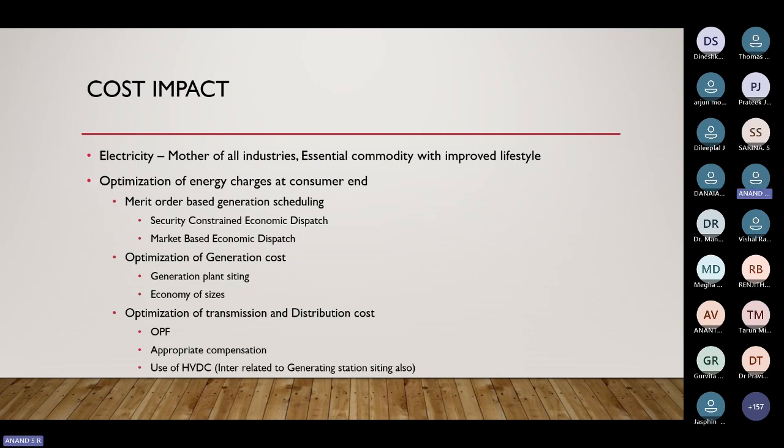And we can go for another development also. We have already made a scheme for that, to go for market-based economic dispatch, which is being followed in some countries. But the problem with security constrained economic dispatch is that when we are going for power procurement from a generating station with which the distribution company does not have a contract or arrangement for making any payment, then we cannot take that power.